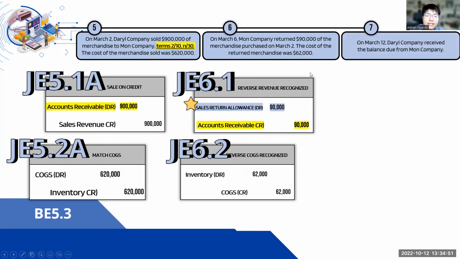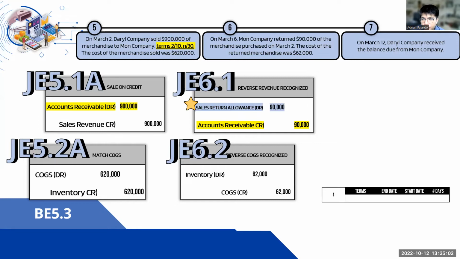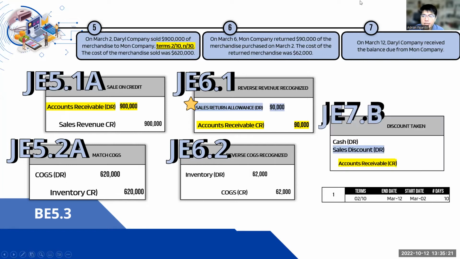And then the last is a payment. And every time there's a payment, be it a sales discount or purchase discount, the very first thing you ask yourself is, is it within the terms? Are we going to be availing for the discount? So let's look. So the terms is 2/10. So what are the relevant dates? March 2 and March 12. So 3, 4, 5, 6, 7, 8, 9, 10, 11, 12. So sakto, 10 days. Therefore, you will avail of your sales discount.